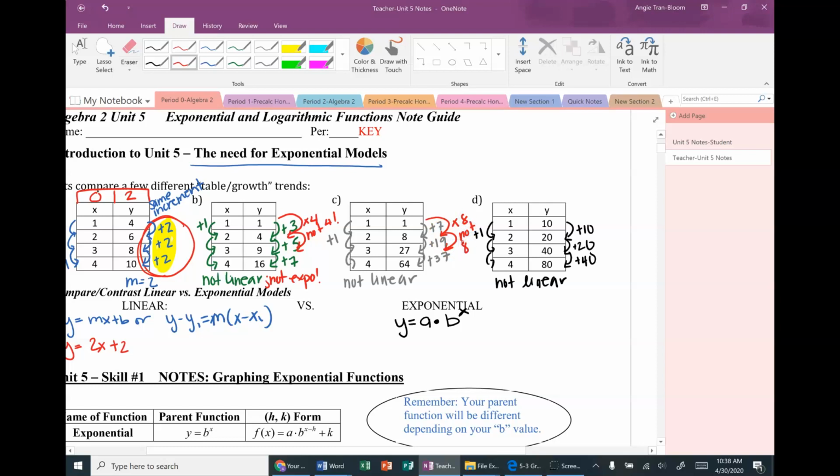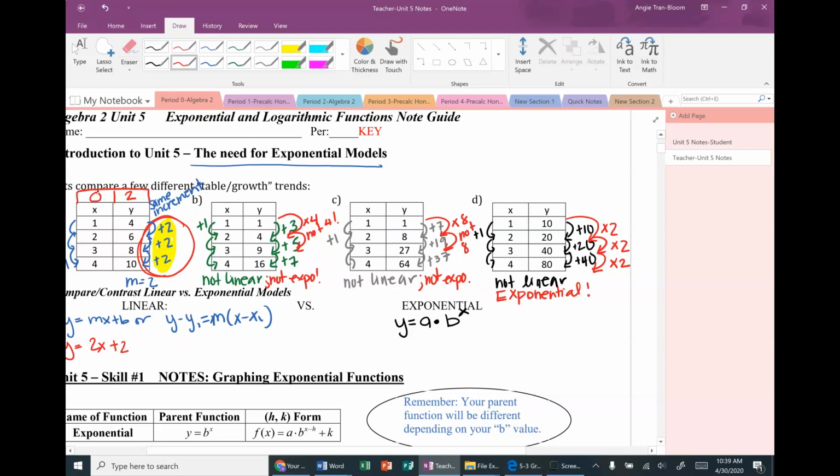So the ratio is not 8. So that's also not exponential. Let's look at the last one. From here to here, we would multiply by 2. From here to here, I'm also multiplying by 2. And from here to here, I'm also multiplying by 2. So as you can see, the ratio is the same. Well, guess what? If the ratio is the same and the increment in x is identical, then now we can say that it is an exponential function.